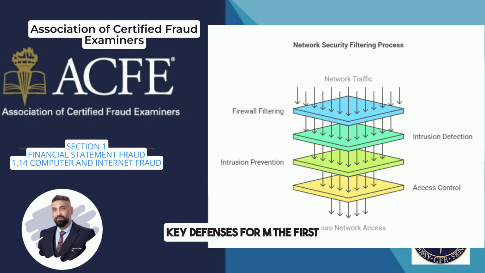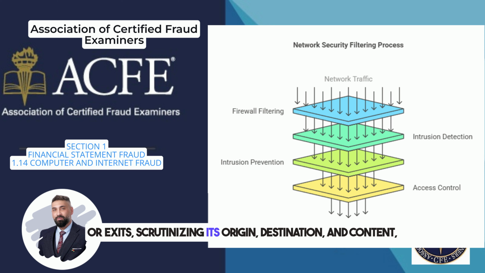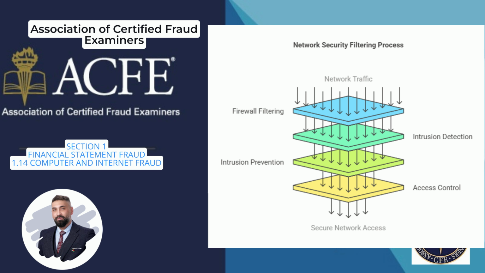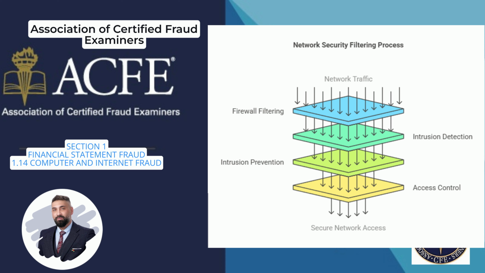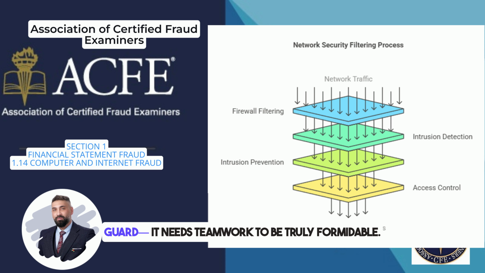Key defenses form the first line of protection, starting with firewalls. Think of firewalls as vigilant customs officers at the edges of a network. They inspect every packet of data that enters or exits, scrutinizing its origin, destination, and content, and decide who gets a pass. This ensures that only authorized data, akin to valid visas, can cross the network borders. An optimal policy for a firewall is stringent, allowing only explicitly permitted traffic. However, a firewall alone is like a lone guard. It needs teamwork to be truly formidable.